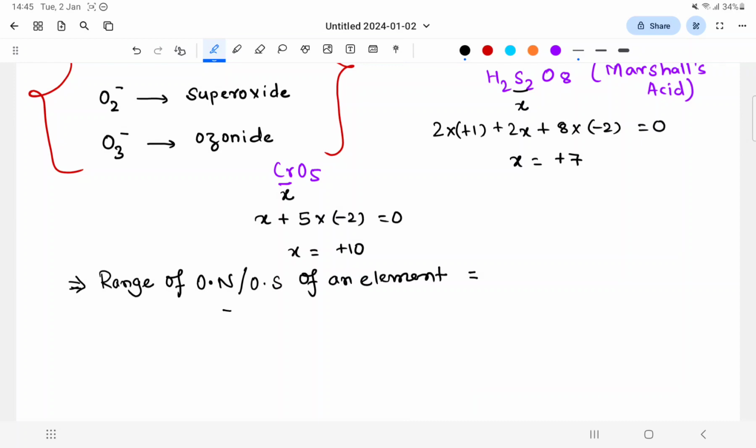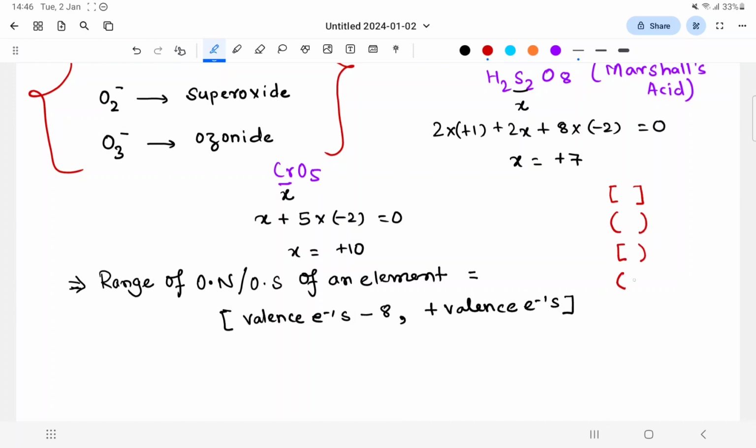So the formula is: closed bracket, valence electrons minus 8, comma, this is the lower limit, the higher limit is plus valence electrons, and bracket closed. Why am I saying closed bracket here? This has to do with the set theory of class 11th maths, which states that there are two types of brackets, guys. So these are the different combinations we can get out of that.